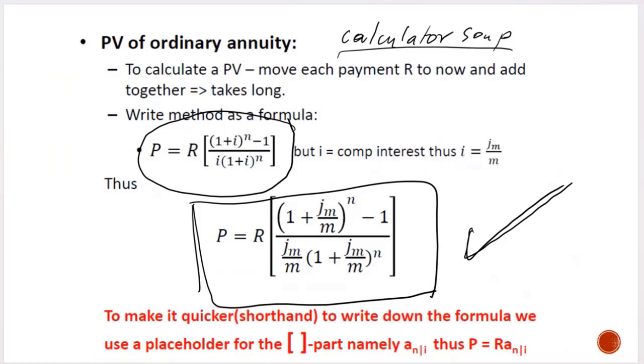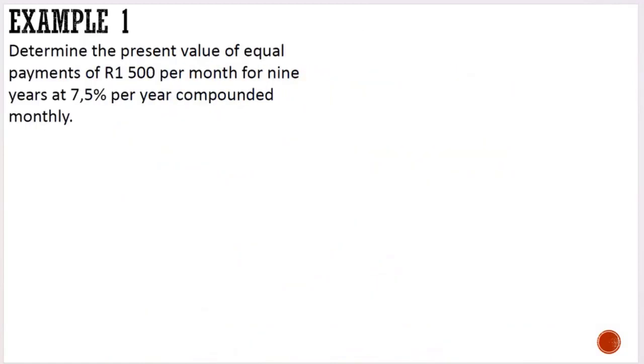And now let us look at the example, because what is important is for us to know how to do the calculations. Let us look at the first example. It says: determine the present value of equal payments of 1,500 per month for 9 years at 7.5% per year compounded monthly.